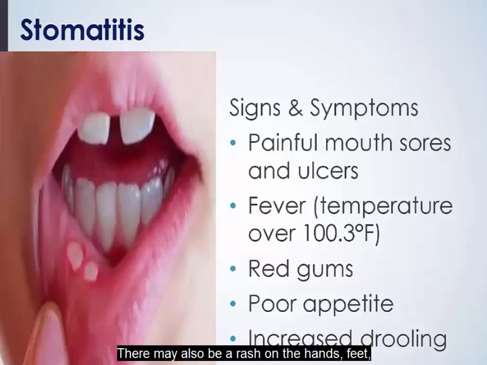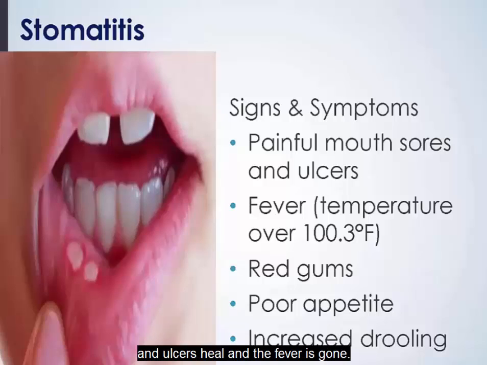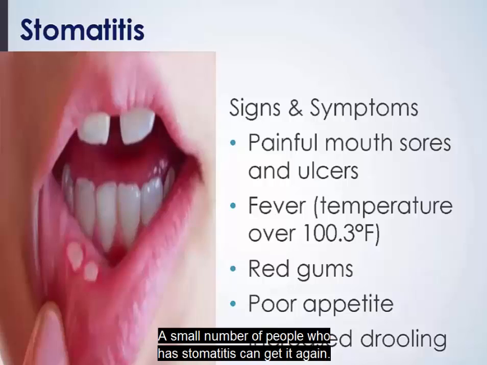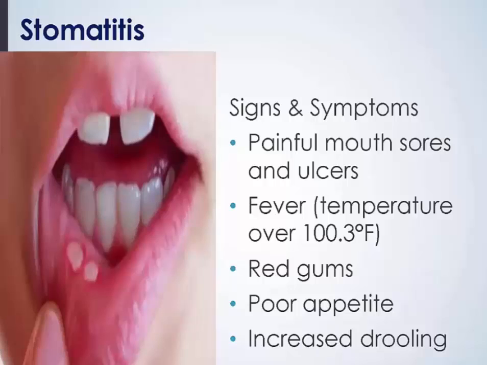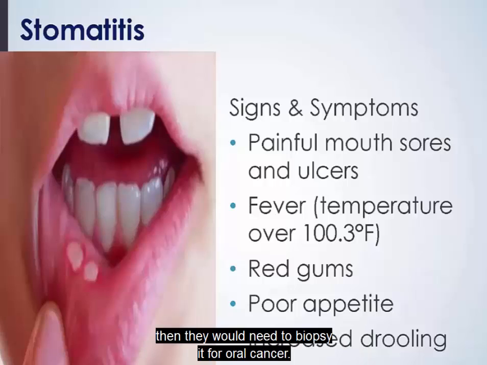These mouth sores and ulcers may be found on the gums, lips, and back of the throat. There may also be a rash on the hands, feet, or buttocks that is often called hand, foot, and mouth disease. The rash may last from 4 to 7 days, but may last up to 2 weeks. Stomatitis is contagious until all the sores and ulcers heal and the fever is gone. A small number of people who have stomatitis can get it again. So basically we're looking at stomatitis that is treated for 2 weeks, and if it's still there, then they would need to biopsy it for oral cancer.